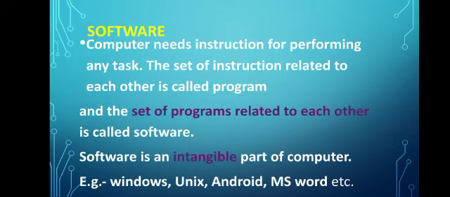Now, what is software? A computer needs instructions for performing any task. The set of instructions related to each other is called a program, and the set of programs related to each other is called software. Software is an intangible part of the computer. The meaning of intangible is something we cannot touch. Examples of software are Windows, Unix, Android operating system, MS Word. There are many examples of software you know very well.